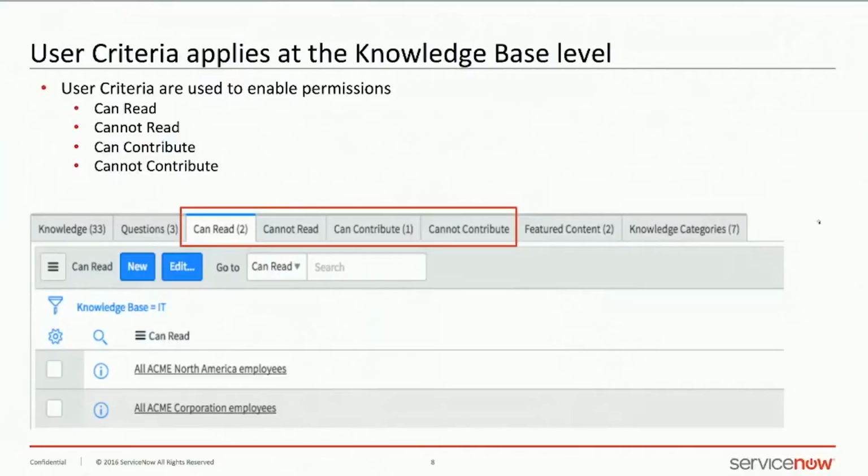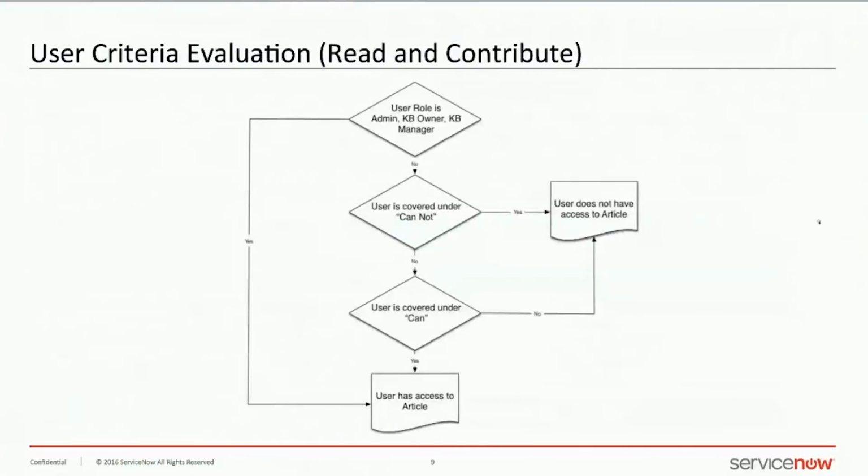Now you may ask, how is all this evaluated? So what typically happens during the evaluation process, and this applies for both read and contribute, is first your role is evaluated in terms of the environment. So if you are an admin, knowledge base owner, or the knowledge base manager, then you have access to all the articles. Then we check the cannot permissions. So if you do not have permissions, then the can permissions will not be evaluated. So first cannot, then can, and that's how it is evaluated.